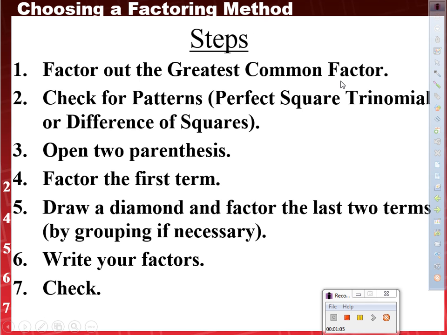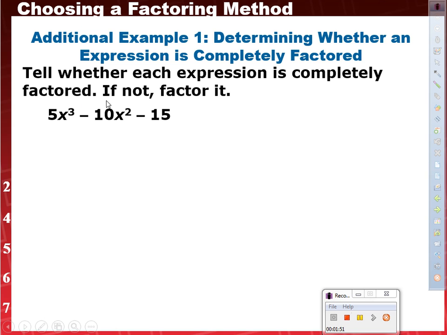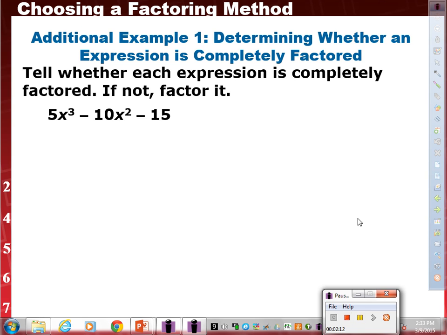So with that said, copy this first example down, please. Example number 1. It says, tell whether each expression is completely factored, if not factored. And this one is 5x cubed minus 10x squared minus 15. Copy the instructions, please, at least for this one. It says, tell whether each expression is completely factored, if not factored. We're going to do this one together.